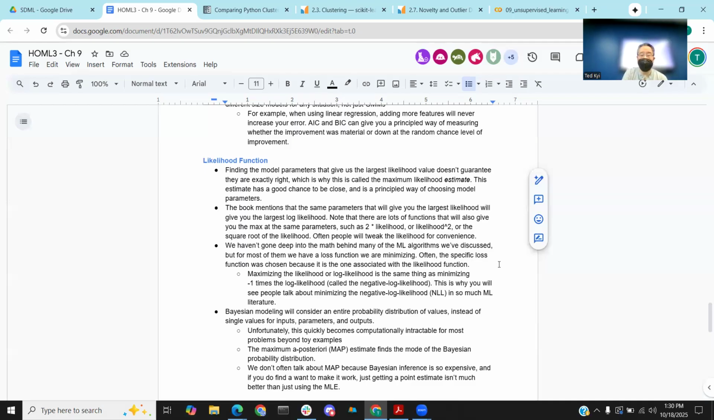The other thing I wanted to mention is we haven't really talked about this, but for a lot of these algorithms, we have a loss function that we're optimizing. We have a loss that we're minimizing.